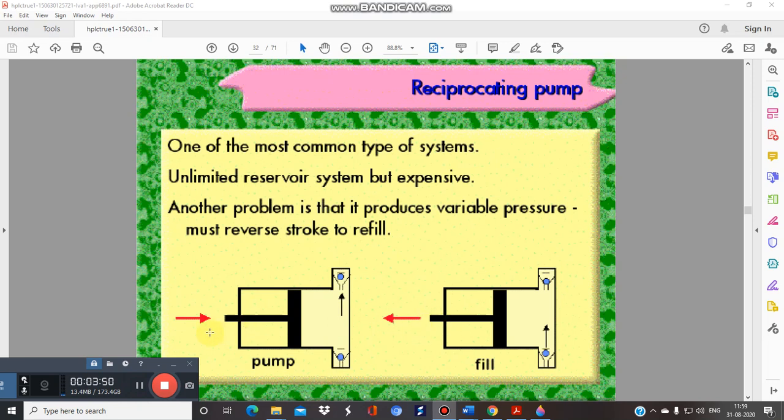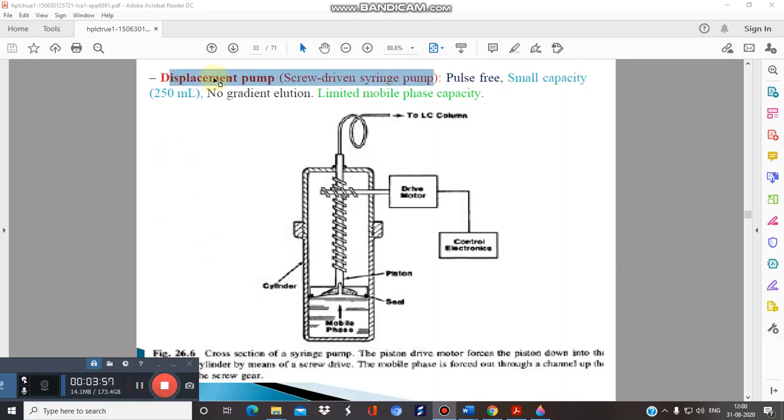Please see this diagram. This is the diagram of the reciprocating pump. Now next are the displacement or screw driven syringe pumps. These are also used in the HPLC process.